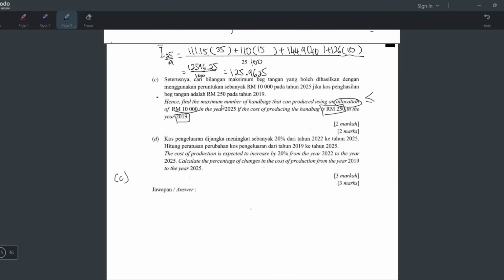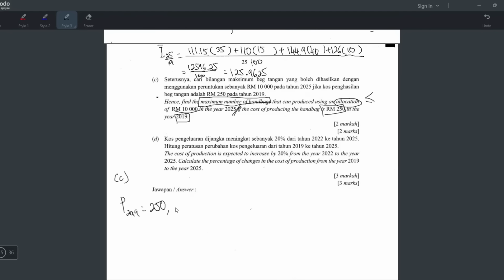So for now, what we have to look at is this information. The allocation maximum in 2025 is 10,000, but the cost is 250 in 2019. Since it's cost, I'll just use P to represent cost, and the 2019 cost is 250, right? So how do we know whether it's enough or not? No, they never ask enough or not. They asked for the maximum number of handbags that can be produced.